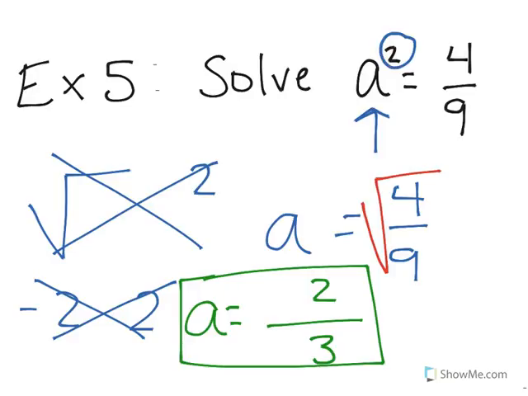Again, all I did was square root both sides, and by square rooting it, it cancels out to leave a by itself, and that was our goal in the whole problem. So I hope you learned a little bit more about what it means to be a square root, and thanks for watching.